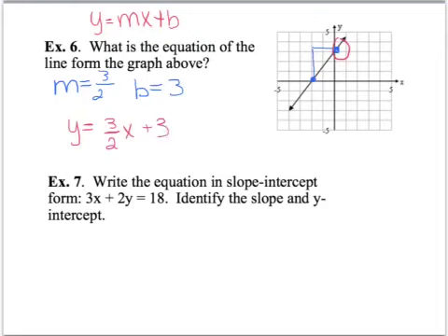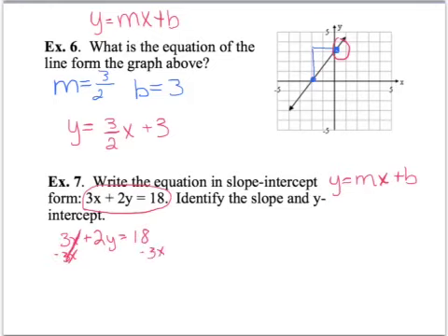Now number 7 is going to take it another step further. It says write the equation in slope-intercept form. We have 3x + 2y = 18. So the form that they're giving us is called standard form. And we want to use slope-intercept form. Slope-intercept form is solved for y. So you need to take this equation here and solve it for y. So the first thing we do is subtract the 3x. So I have 2y = 18 - 3x.